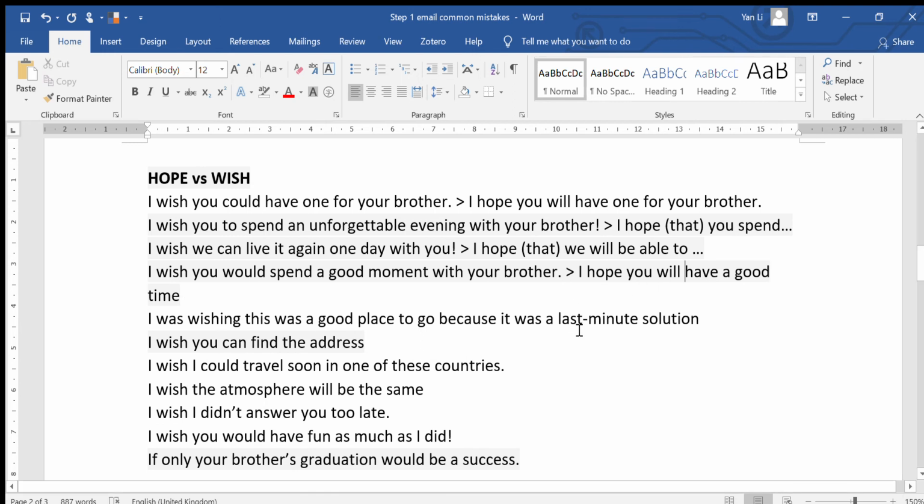"I was wishing this was a good place to go because it was a last-minute solution." So, again, you were not wishing at that point. At that point in time, you were like, okay, this is a last-minute solution. I'm not entirely sure that this is going to be great, but I hope that it will be. I'm projecting myself into the future, and I really hope that in the future, when we go to this restaurant, it's going to turn out to be great.